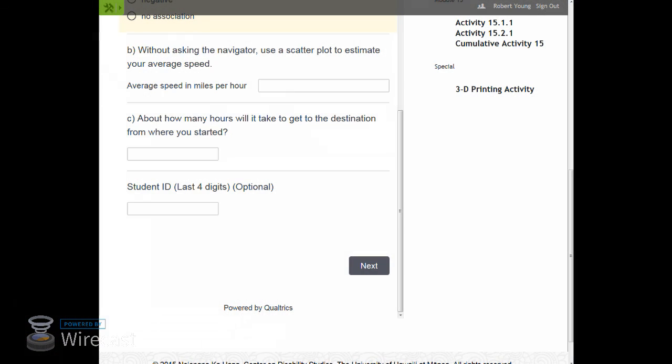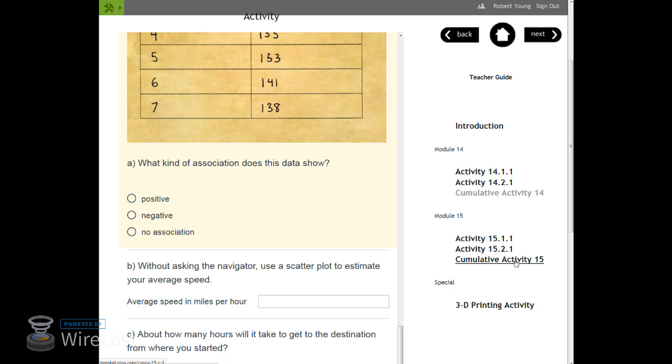Okay, so thank you for working on that problem. We're going to move on to the next problem. That was kind of a straightforward one. Oh, okay. I saw some feedback. Yeah, we'll put a link for decimals. Okay. So, going on to the next problem. Let's go to cumulative activity 15.